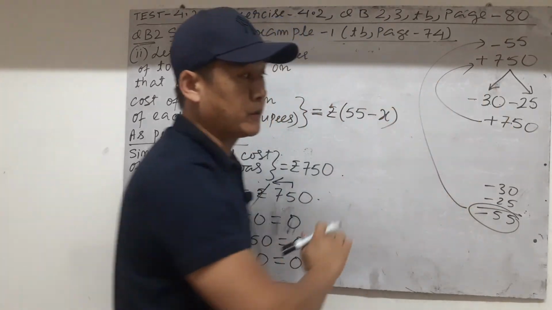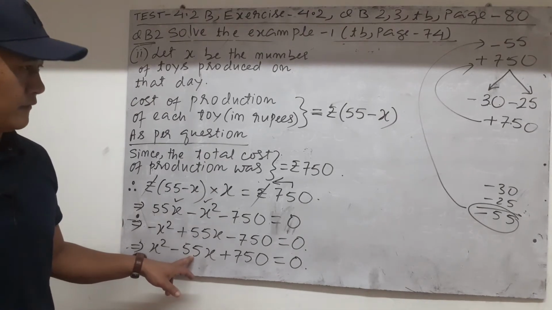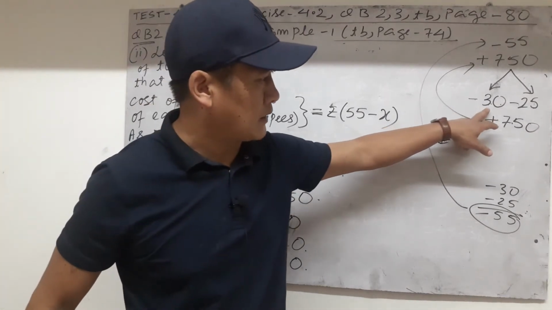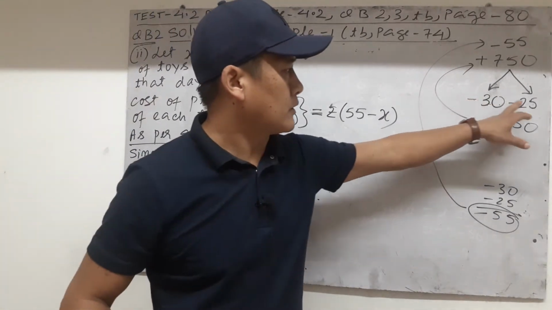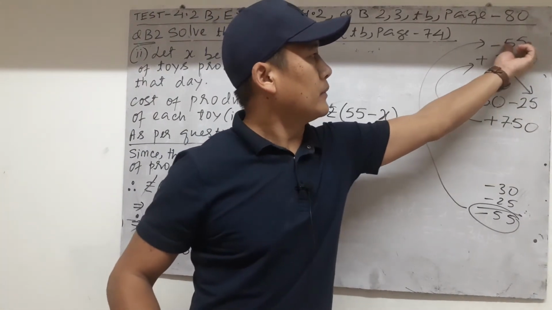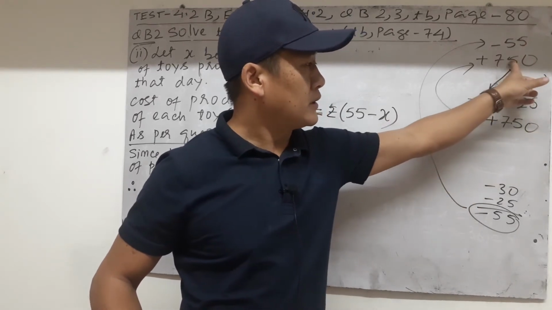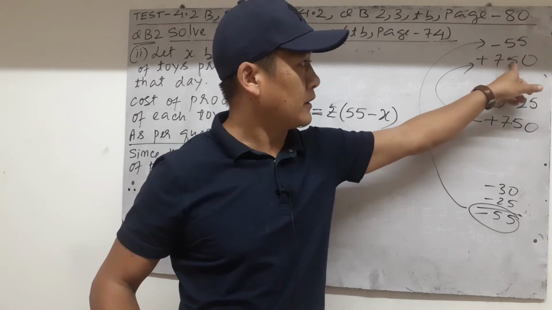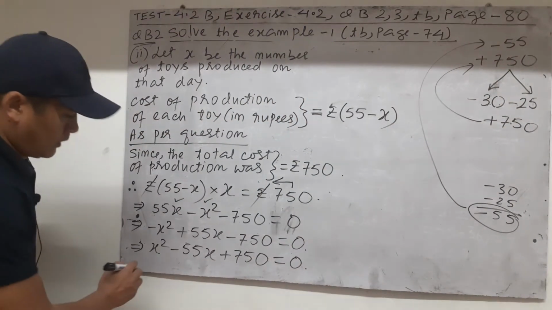So that is the correct one, minus 30. And so this middle term minus 55 is going to be split into minus 30x minus 25x. As I said, add or subtract should be exactly the middle term matching in sign also. Multiply exactly matching this one, the product of the first and the third term. In this case, plus 750. So let us write that.